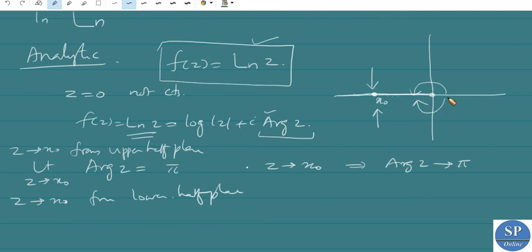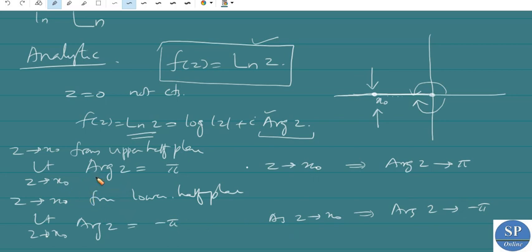When approaching like this, what will it be? This is 0, this is minus pi by 2, this is minus pi. So argument is minus pi. So limit z tends to x0, argument of z is equal to minus pi. That is, as z approaches x0 from the lower half plane, then argument of z approaches minus pi. So the limits are not equal. So that is not continuous.